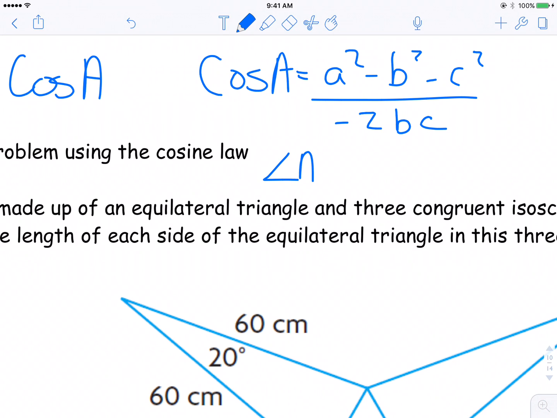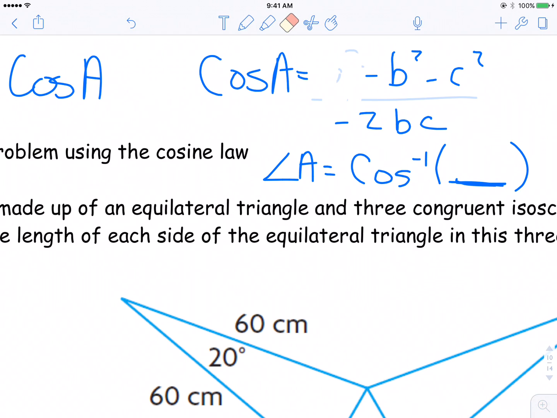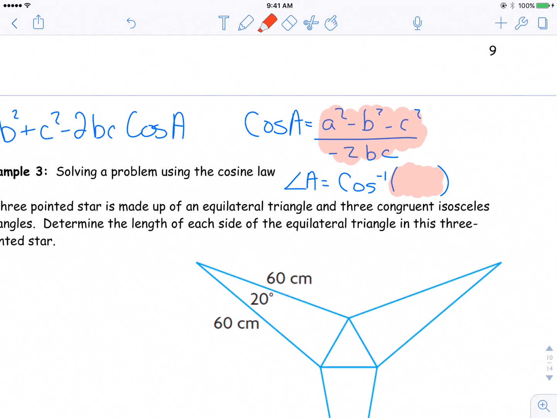And remember, our last step here is the inverse function of whatever this works out to. Whatever this works out to as a decimal number, right? To get that angle. And here's our question.